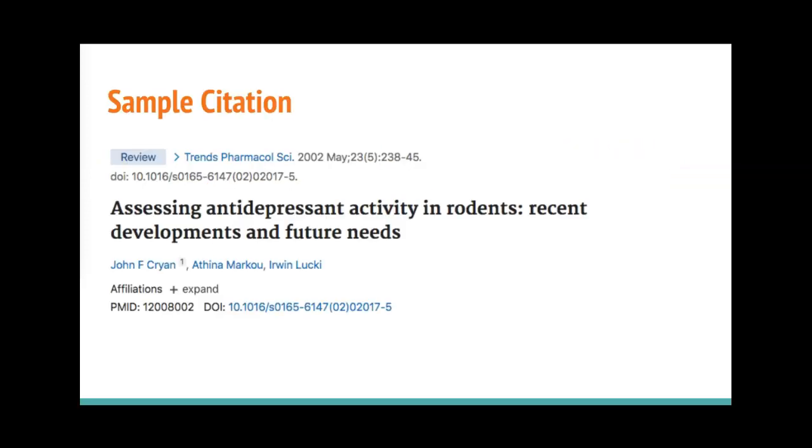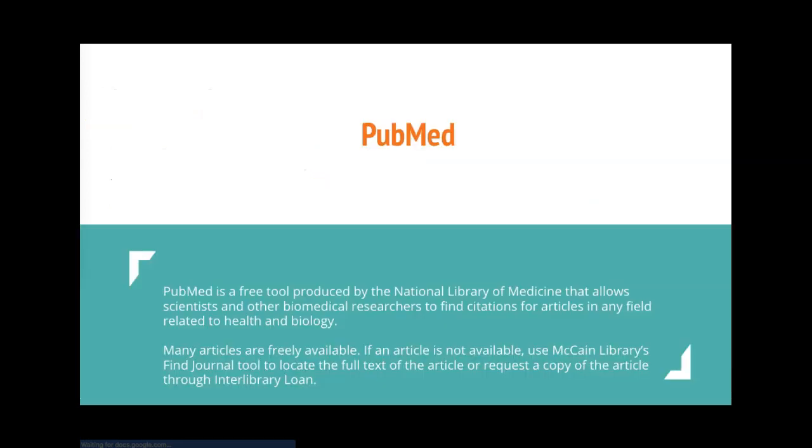To begin, let's start with a sample citation. For this activity, I'm going to use an article found in a previous search titled Assessing Antidepressant Activity in Rodents. And this was published in 2002, so I'm hopeful that many other articles have since cited this source. So to begin our search, we're going to go into PubMed.